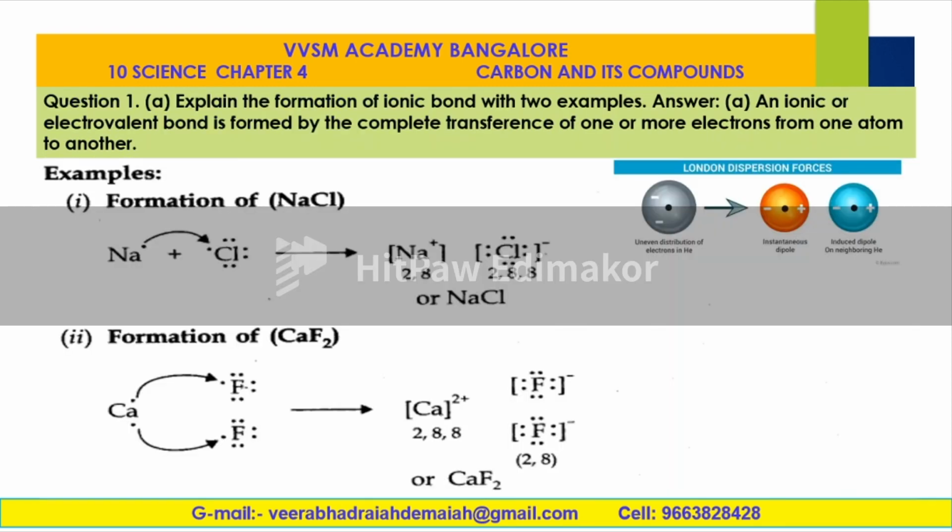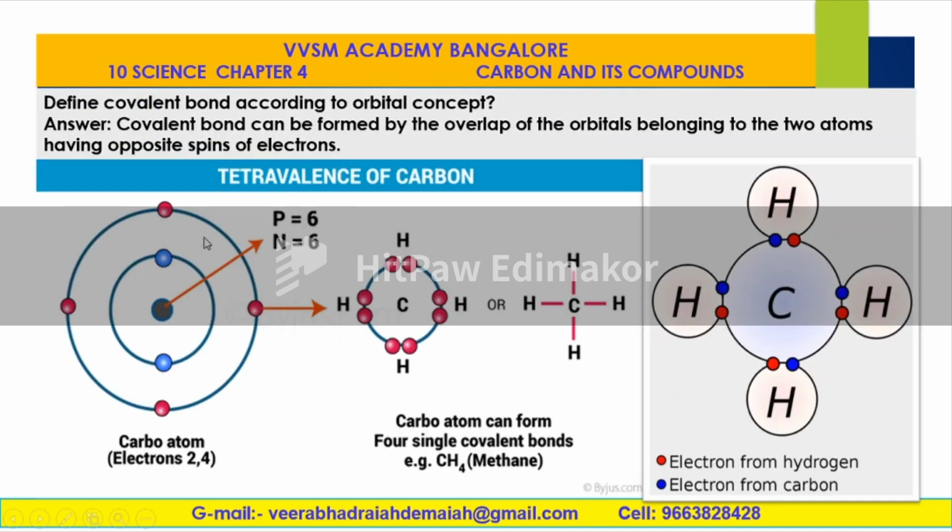Well, example, your question: explain the formation of ionic bond with two examples. An ionic or electrovalent bond is formed by the complete transference of one or more electrons from one atom to another. Here is the sodium electron. This is the complete transference indicated by the arrow mark. So this is the complete transference.